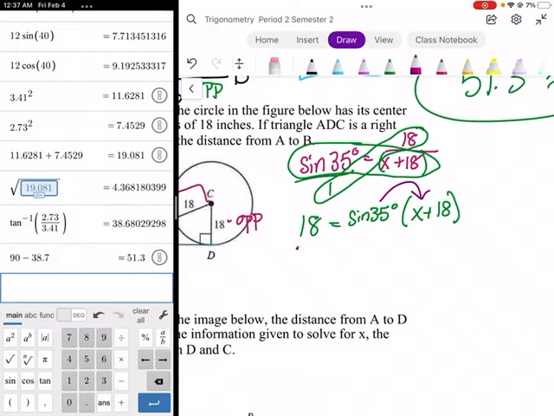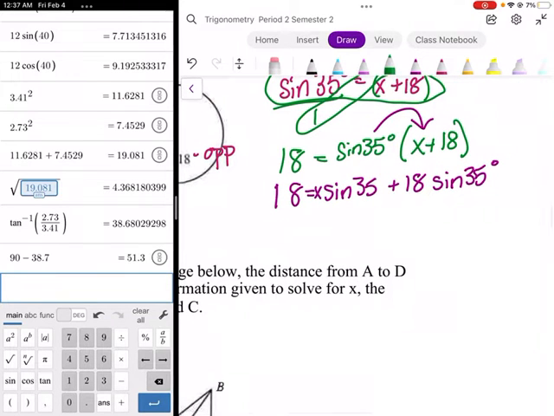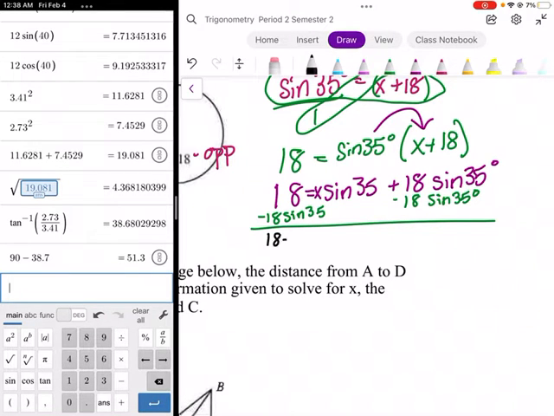So once we distribute, we will have sine 35 times x. I'm going to put the x up front, so I don't think it's included in the sine. And then we're going to have plus 18 times the sine of 35. In order to solve for x, we need to get this x sine of 35 by itself. So I'm going to subtract this 18 on both sides. And again, you don't want to use your calculator until your final step so that you are not rounding multiple times.